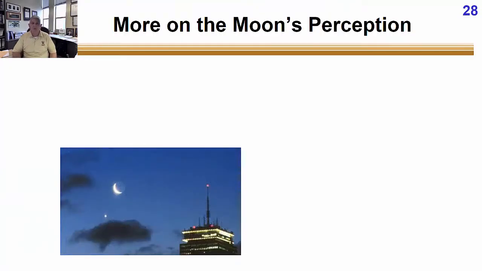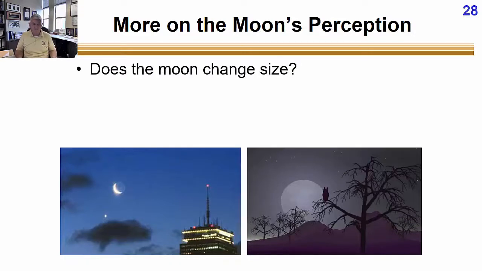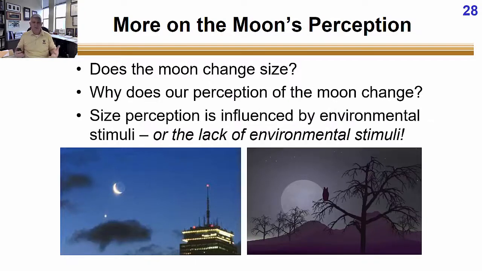So why is it that when the moon is high up in the sky, it appears smaller, and when the moon is closer to the horizon, sometimes it appears very, very much bigger? Is the moon closer? Does the size actually change? No. So why does our perception of the moon change? Well, it's based on environmental stimuli or the lack of environmental stimuli. When we have a reference point of the horizon, of mountains, of trees that are a known distance away, we're a better judge of the perceived size of the moon.